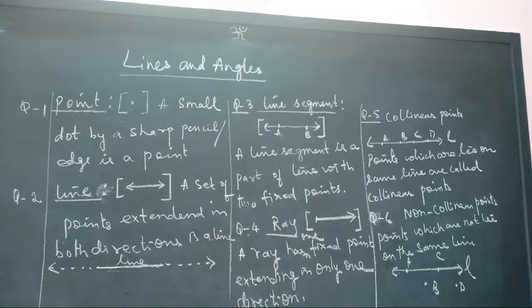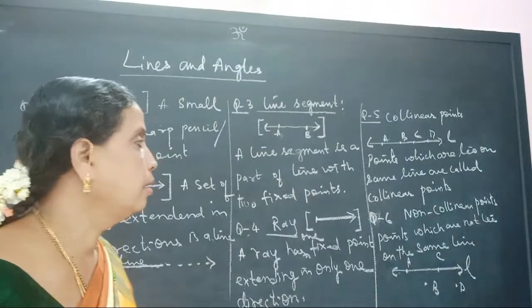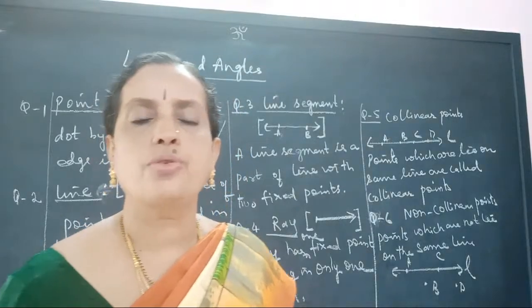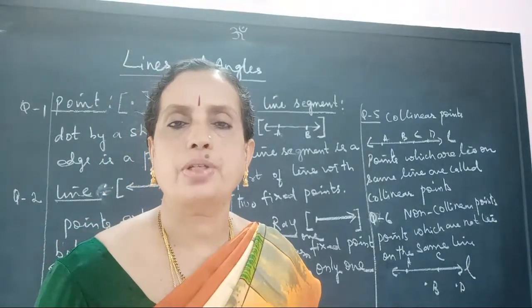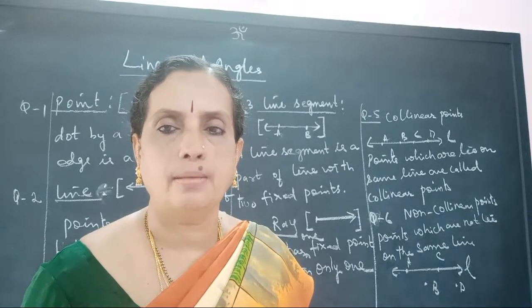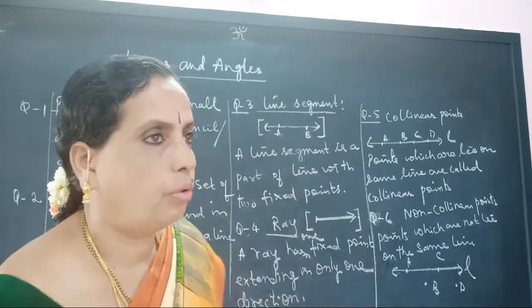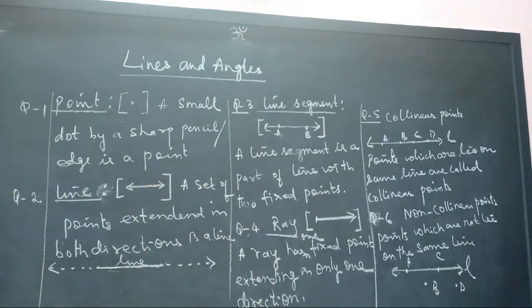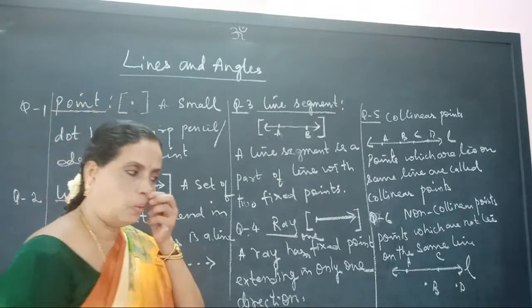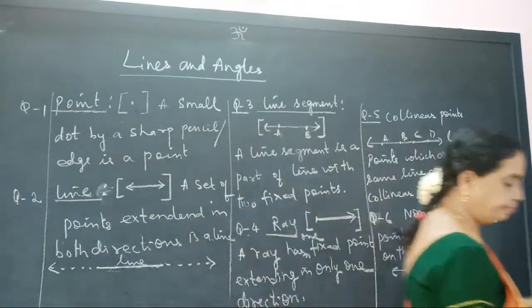Points which lie on the same straight line are collinear points. Points which do not lie on the same straight line are non-collinear points. So put the margin, write point 1, point 2 along with the diagram, and write up the notes neatly.